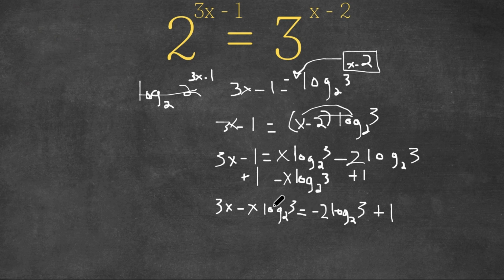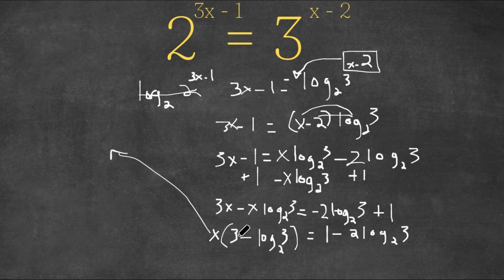All right, so now we're going to factor out x from this expression. So if we factor out x, well, 3x divided by x is simply 3 minus x log divided by x is simply just log subscript 2 of 3, and this equals, well, I could just say 1 minus 2 of log subscript 2 of 3.